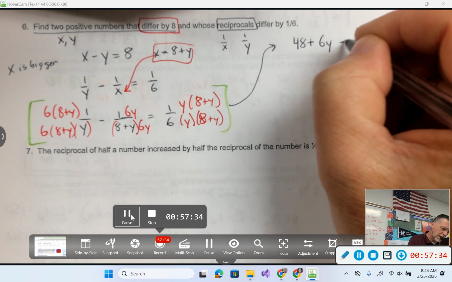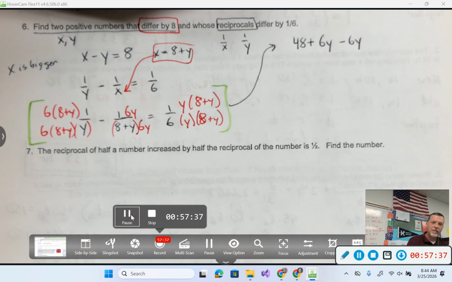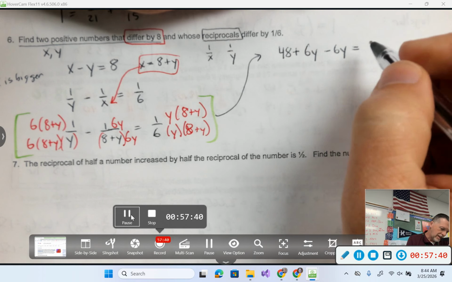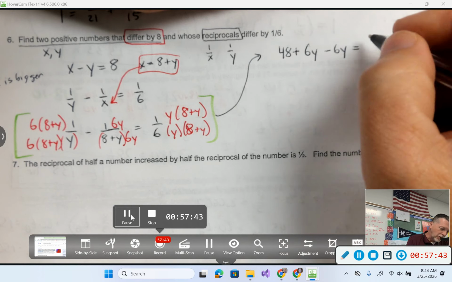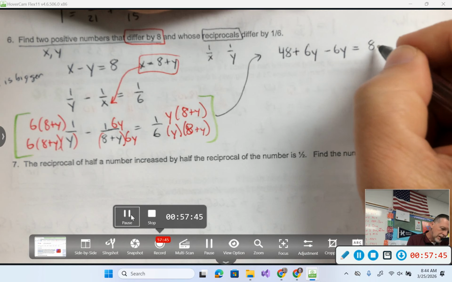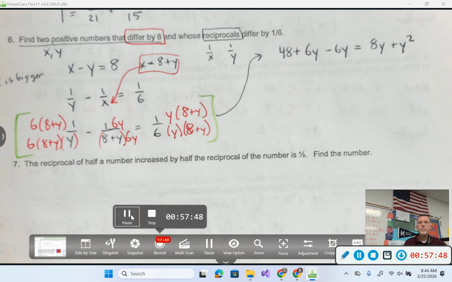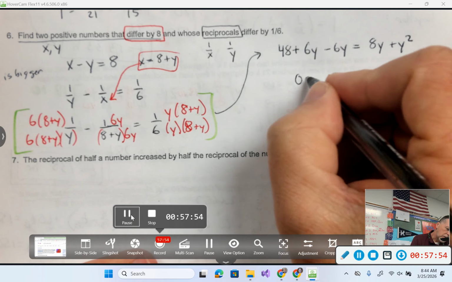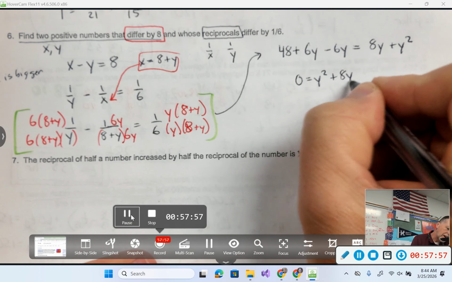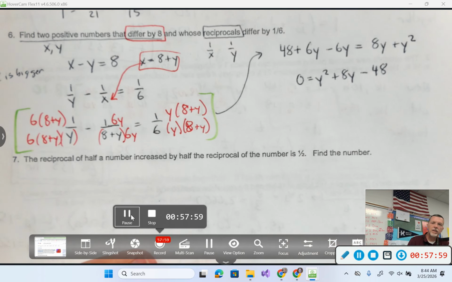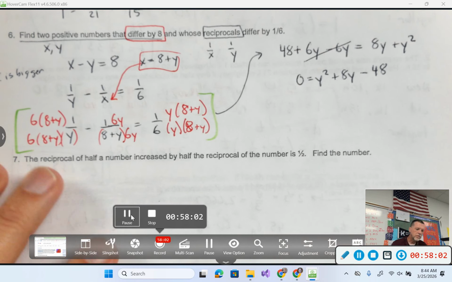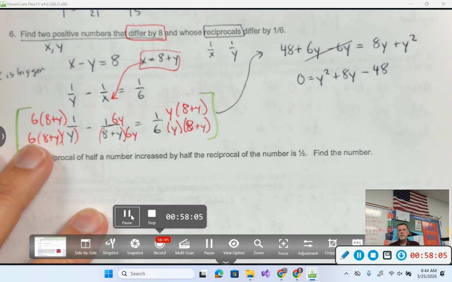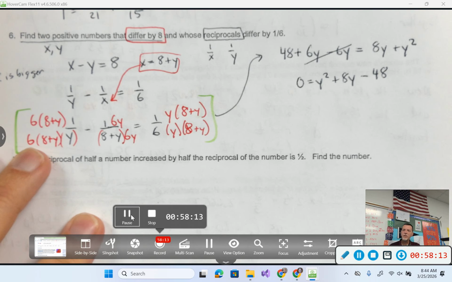48 plus 6y minus 6y, that's nice. Although that makes me kind of nervous because now I lost my y's on that side of the problem. Equals 8y plus y squared. So y squared plus 8y minus 48 equals 0. Does that factor? Hope it factors. Otherwise I'm dealing with the quadratic formula.